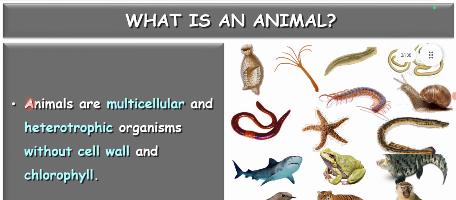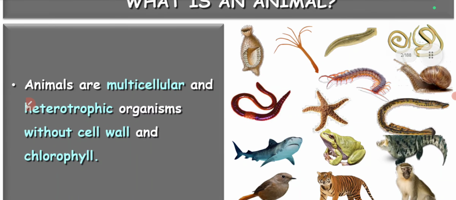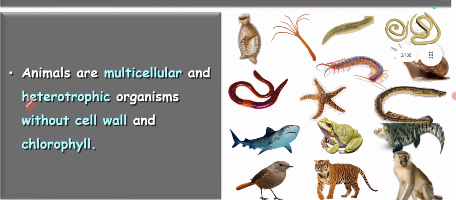First of all, what is animal? Animals are multicellular and heterotrophic organisms without cell wall and chlorophyll. Animals are multicellular, heterotrophic, and they lack cell wall and chlorophyll.